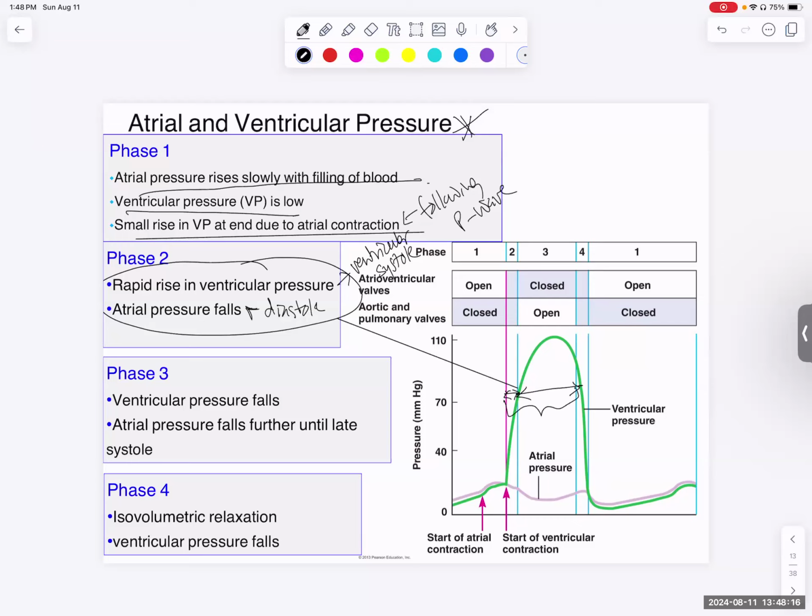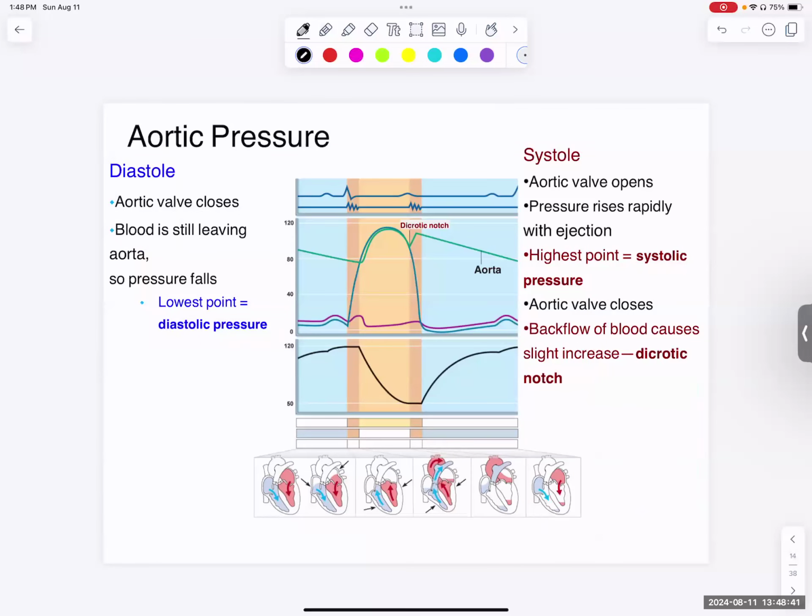So all of this. Phase three, ventricular pressure starts to fall. Atrial pressure falls further until late systole. So both pressures are dropping. Phase four, isovolumetric relaxation, ventricular pressure completely falls. And then we start back over again.